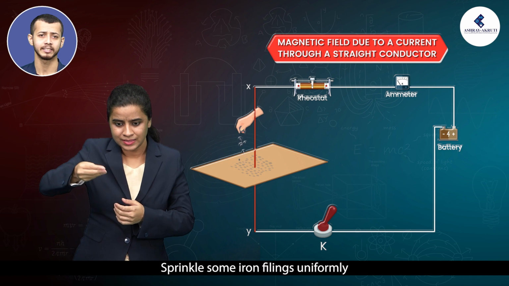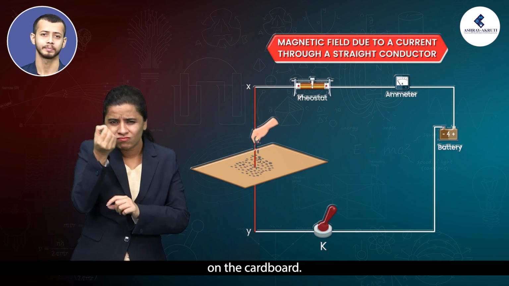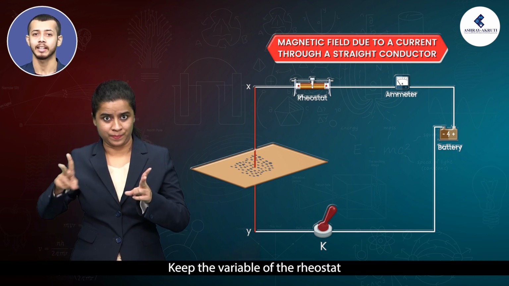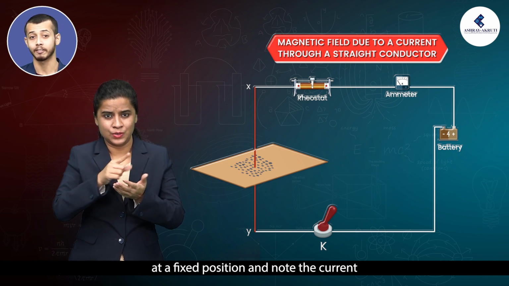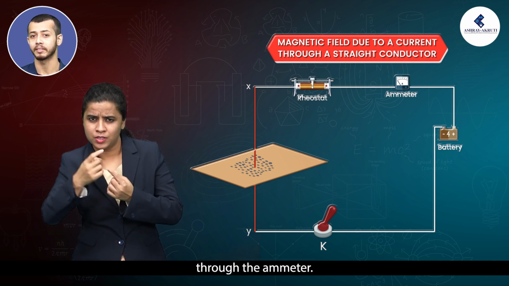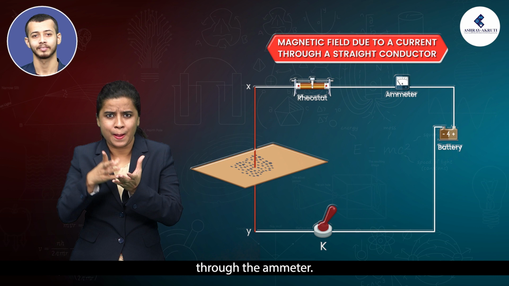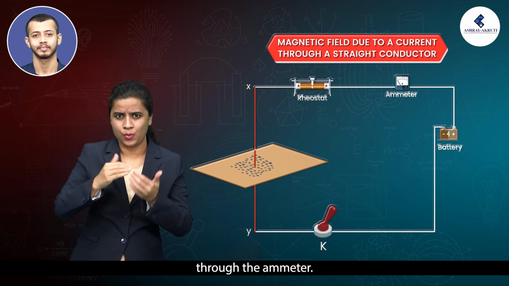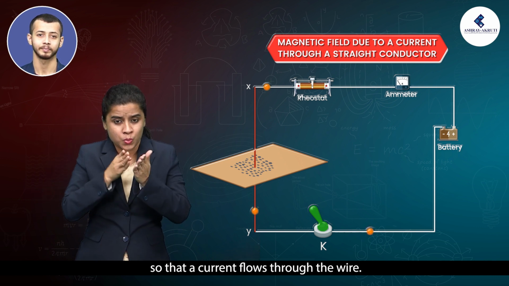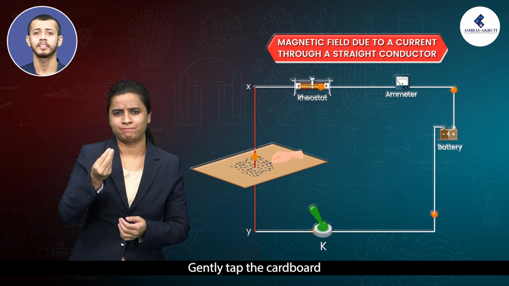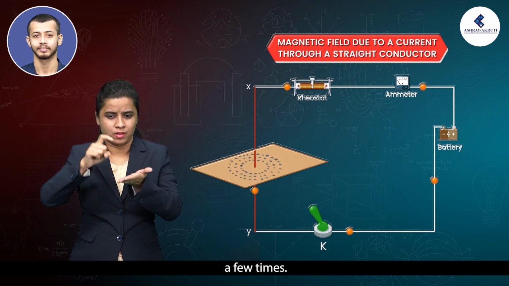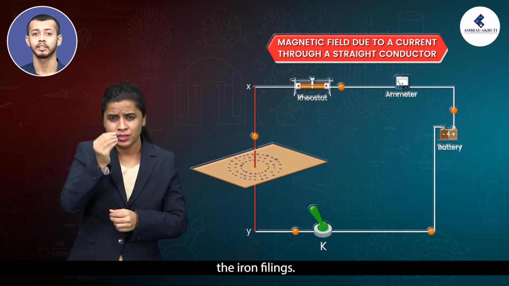Sprinkle some iron filings uniformly on the cardboard. Keep the variable of the rheostat at a fixed position and note the current through the ammeter. Close the key so that a current flows through the wire. Gently tap the cardboard a few times. Observe the pattern of the iron filings.